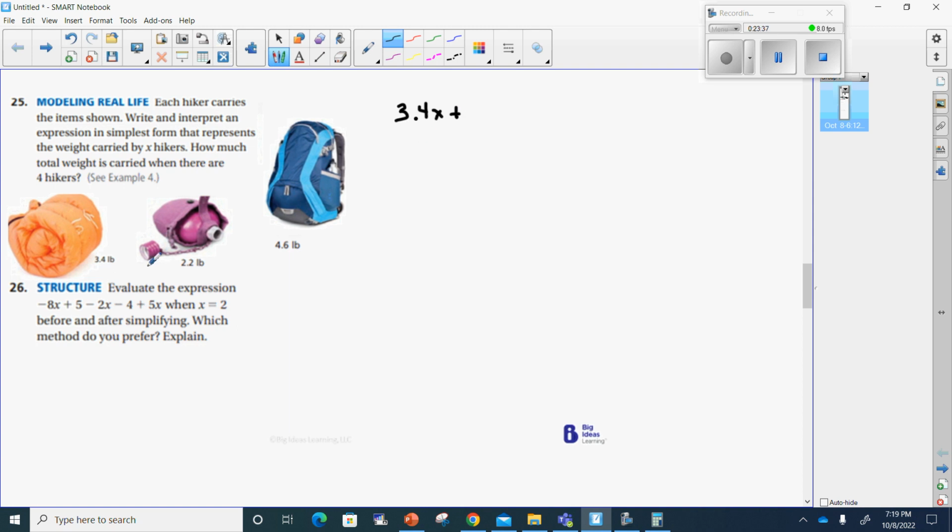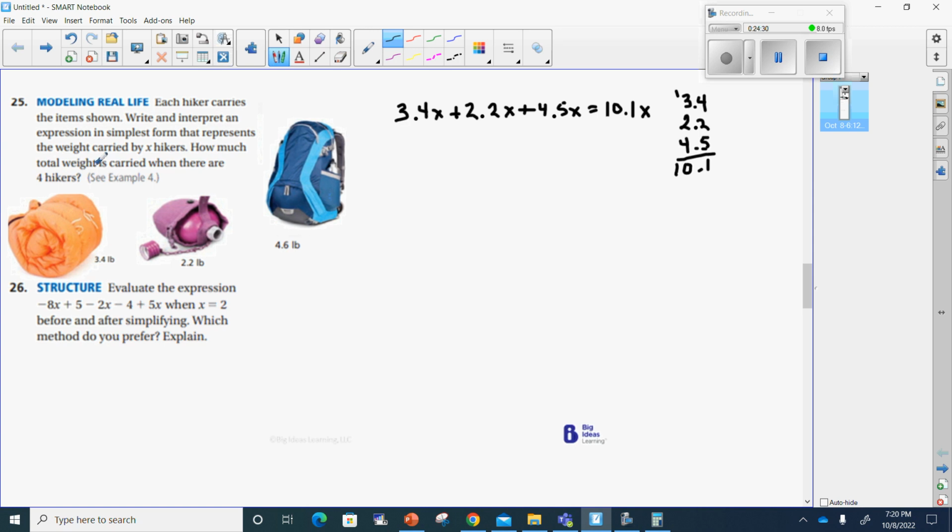I'm going to add it to 2.2x. I'm going to add that to 4.5x, right? If I put these numbers together, 3.4 plus 2.2 plus 4.5. Well, 5 plus 2 is 7. 7 plus 4 is 11. I've got 4, 8, 9, 10. So each hiker carries 10.1, so that's times x, okay?